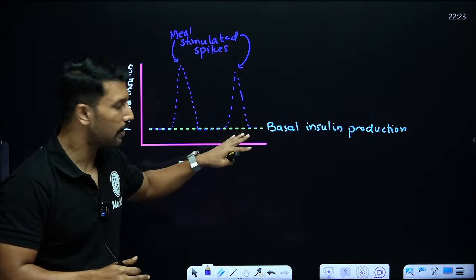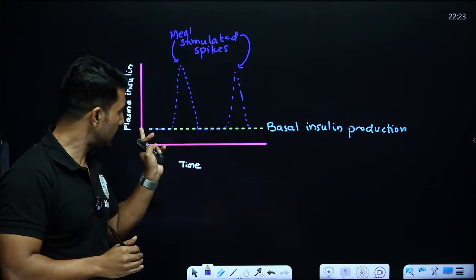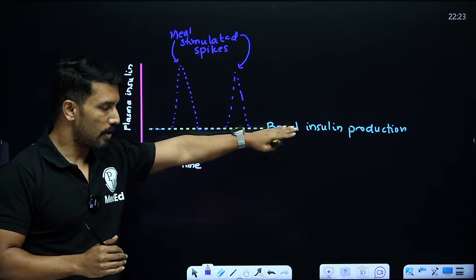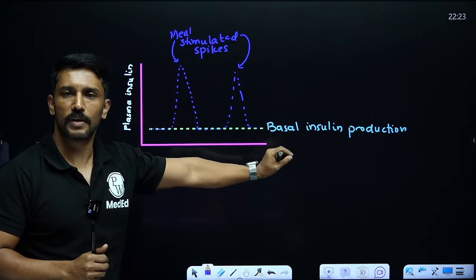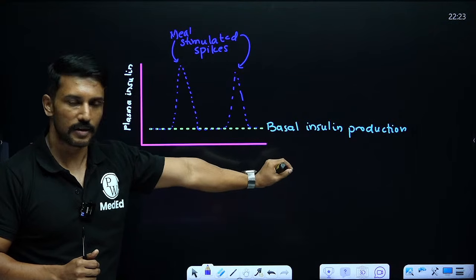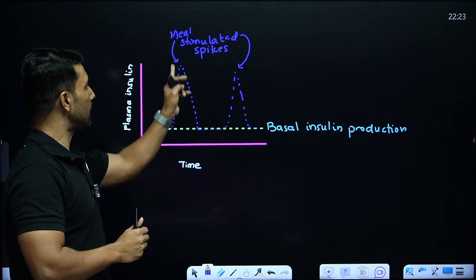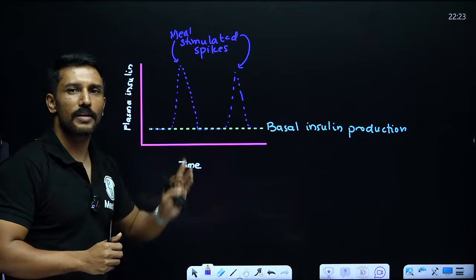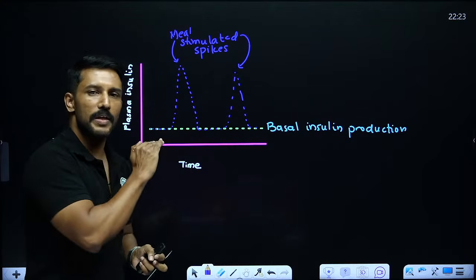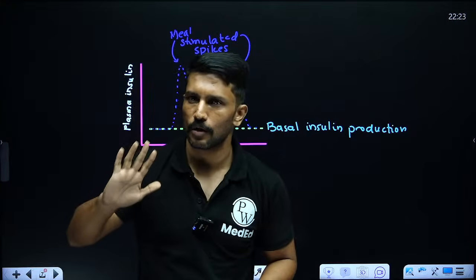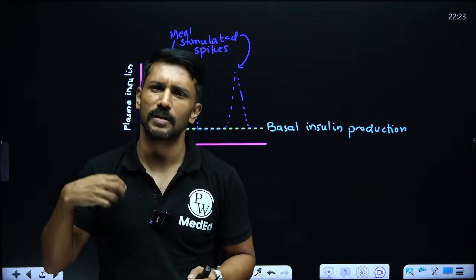So this is one graph I want you to remember. Constantly, there is some amount of insulin production. We call it basal insulin production. This will function as long as blood glucose level is more than 70 milligrams per deciliter. And every time there is a meal, there will be a spike in the insulin. Now the question is how beta cells got to know. See, basal beta cells are tuned. As long as blood glucose level is 70 plus, they will constantly keep producing.